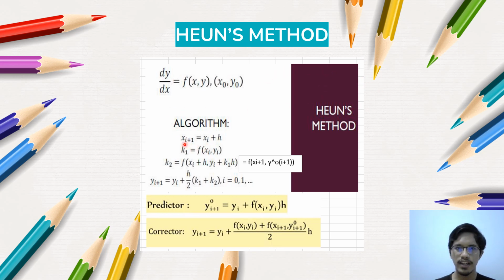This is the general formula for Heun's method. First, we calculate x_{i+1}, which is x_i plus h, where h is the step size. After that, we calculate the value of k1, the value of k2, and lastly we calculate the value of y_{i+1}, where i is from 0, 1, and so on. This is the general formula for Heun's method.